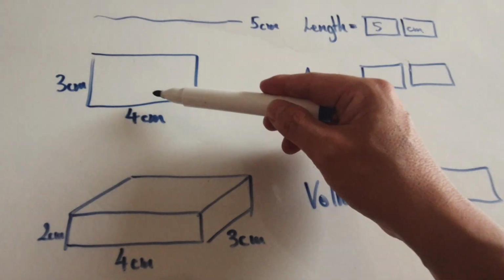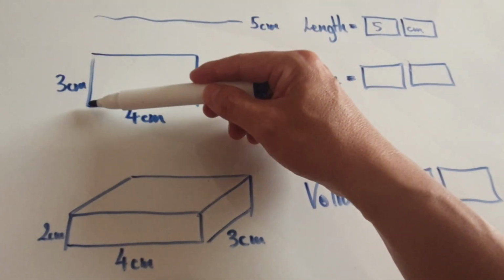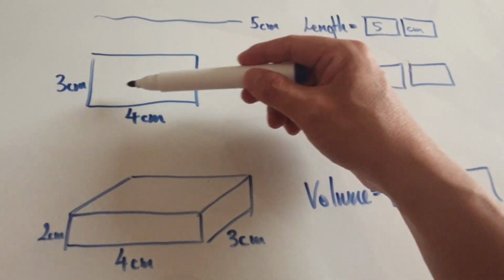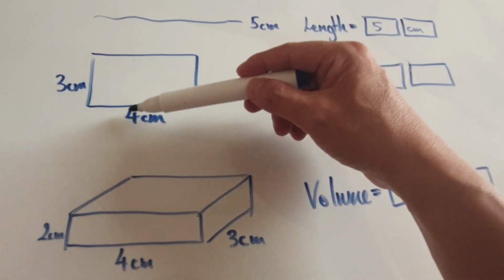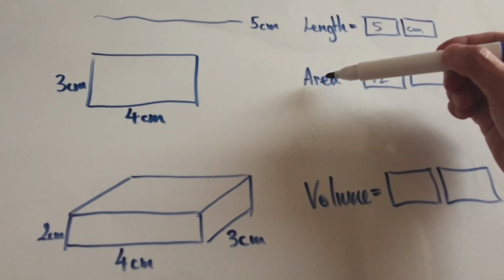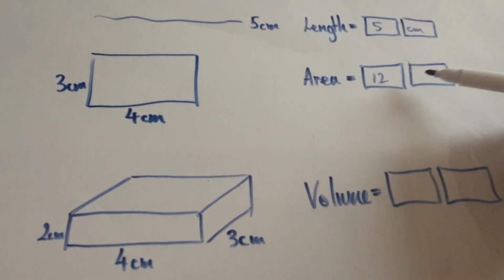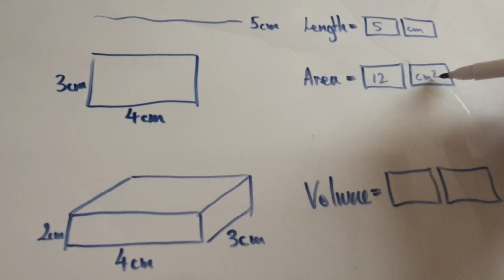Now if you look at an area, what is this area? Imagine you've got a piece of paper where the height is 3, the across is 4, so the area would be 3 times 4, which would be 12. But then what's the unit? You see, the unit of area is centimeters times centimeters, so that would be centimeters squared. So the unit will be centimeters squared.